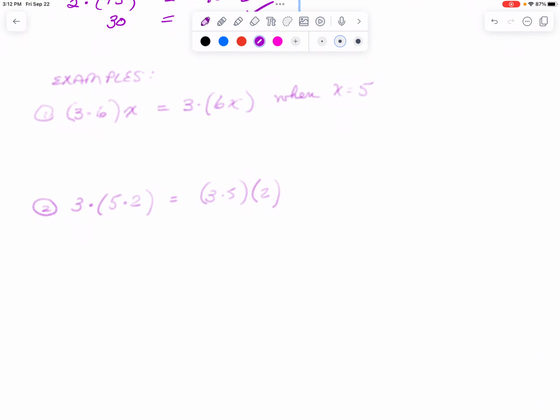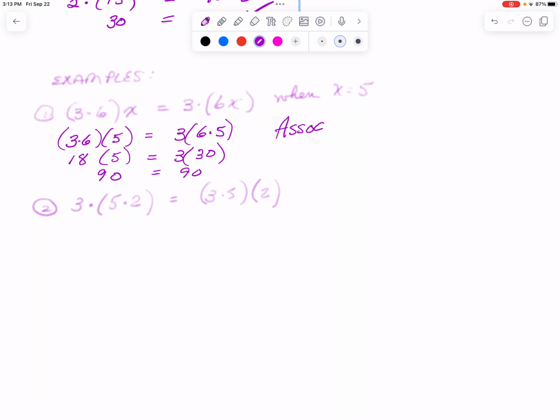So here are a couple of quick examples when x is 5. 3 times 6 times 5 equals 3 times 6 times 5. So this is 18 times 5, which is 90. And this is 3 times 30, which is also 90. So that's an example of the associative property for multiplication. So again, you see me identifying both the property and the operation.